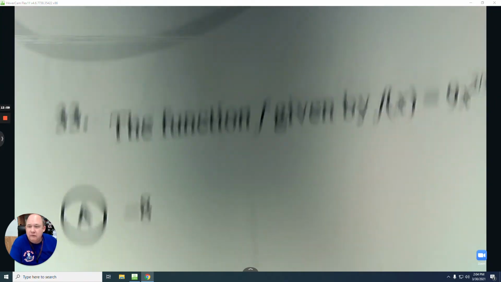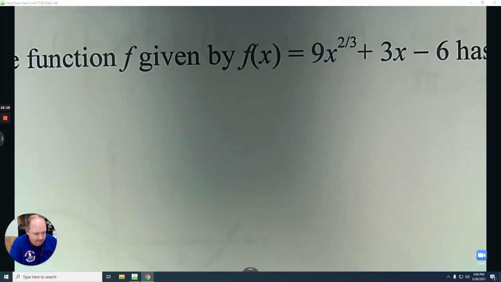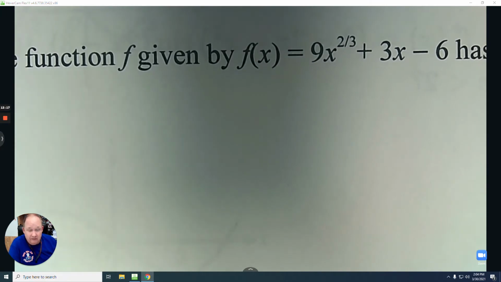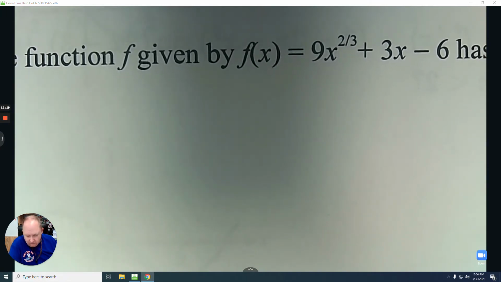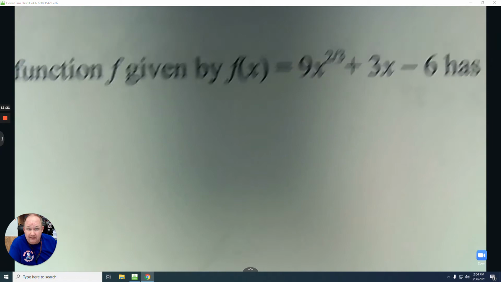All right, let's look at number 33. The function f is given by that, and it has a relative minimum when x equals what? Now, this is not a calculator question, so we're going to have to do some work on 33. So how do we find a minimum?